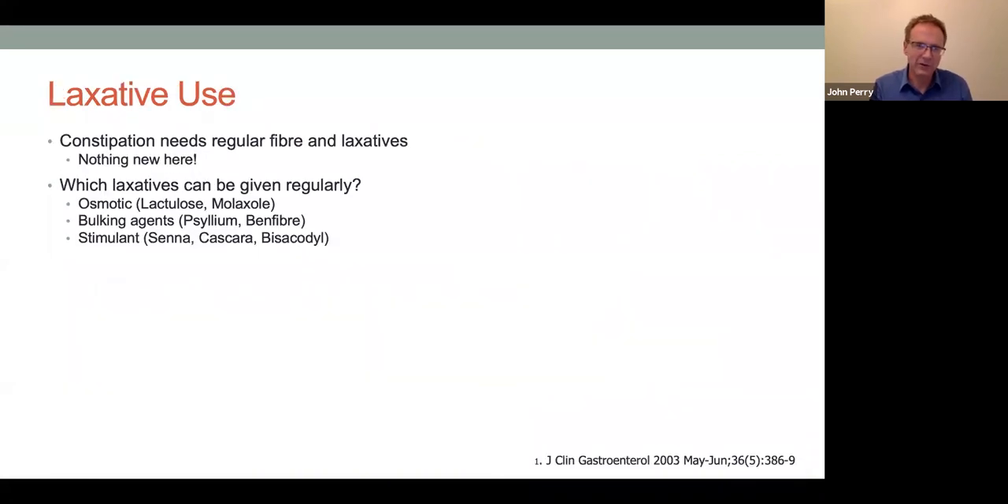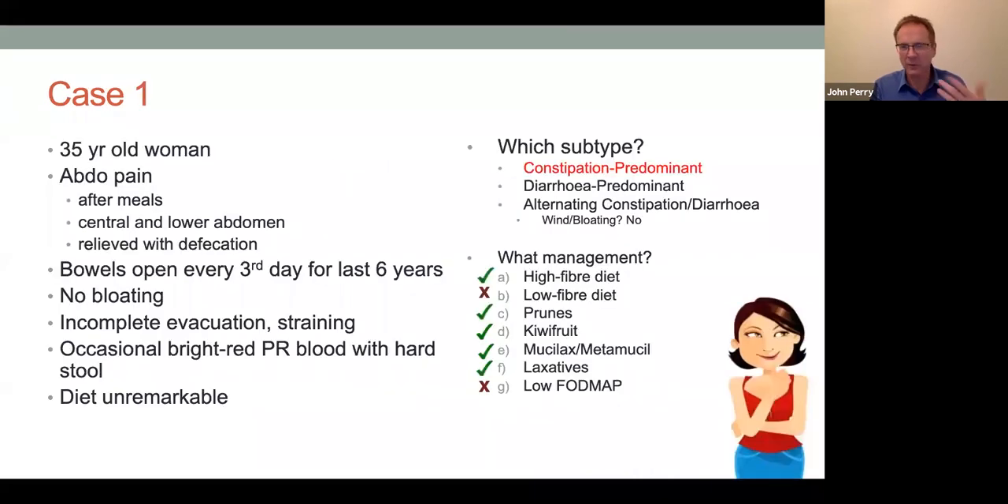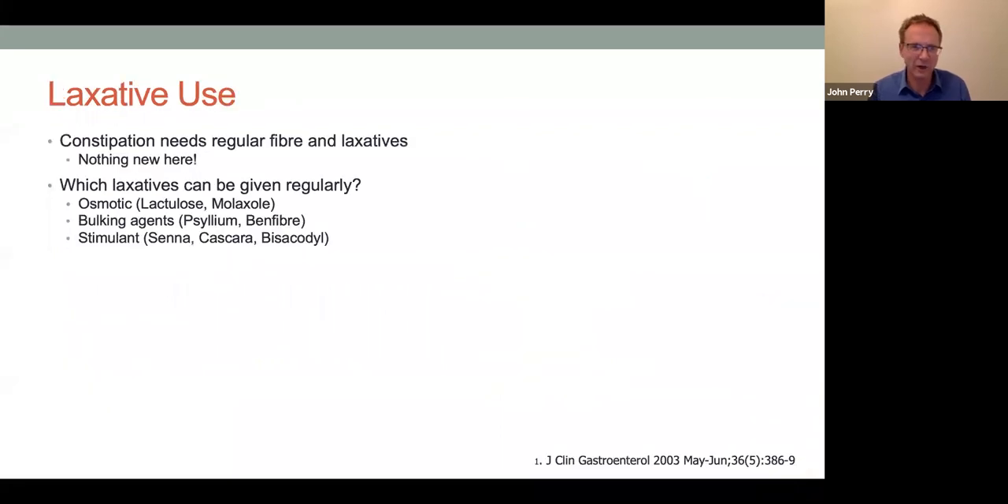So a bit on laxative use, because when you find these constipated patients, sometimes the most important thing you can do is reassure them they can take laxatives. The whole laxatives causing a lazy bowel thing has changed. Hopefully you know which laxatives of these you can give regularly. That's a trick question. You can give any of them. Stimulant laxatives don't cause a lazy bowel.